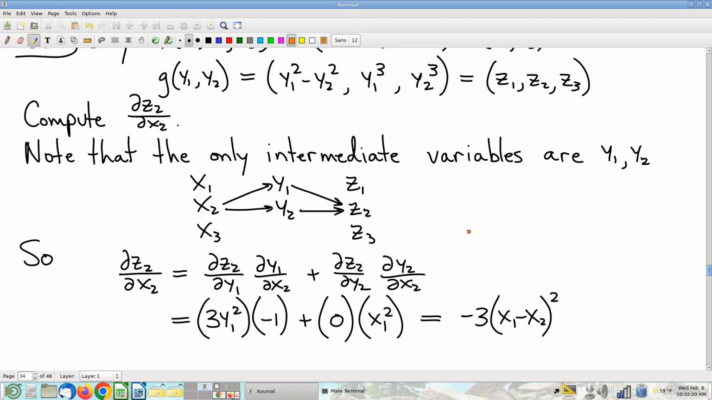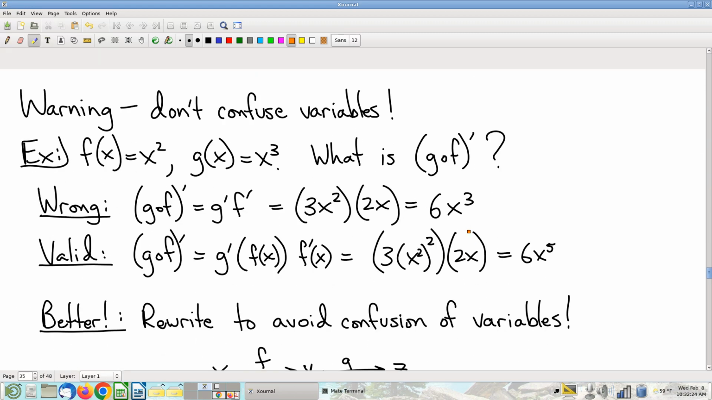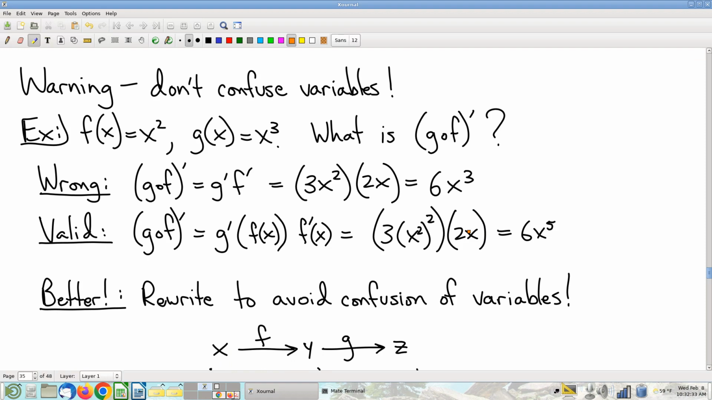Okay, moving along. I do want to give you a warning about confusion of variables. This is an easy mistake to make, I'll say. I'm going to start with a single variable example. I really like when there is a good single variable analogy. I kind of like making those connections. I think it makes things relatable.